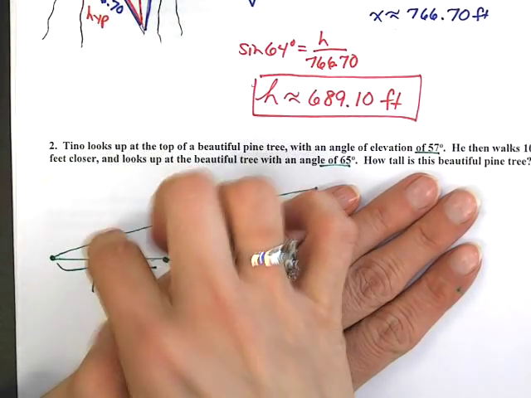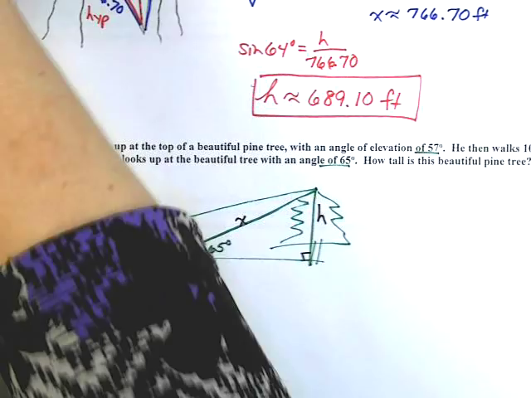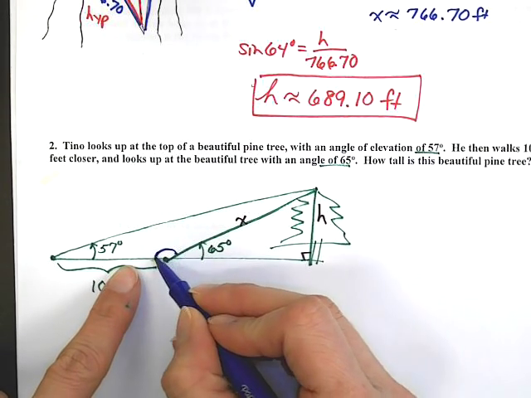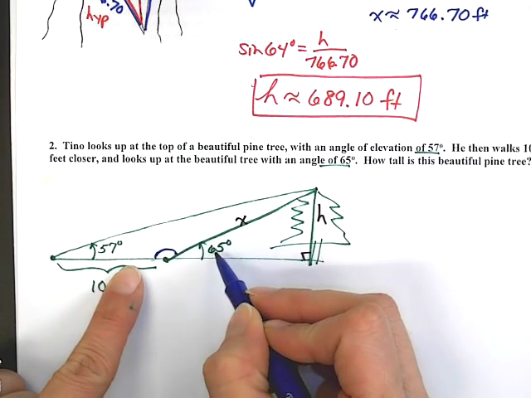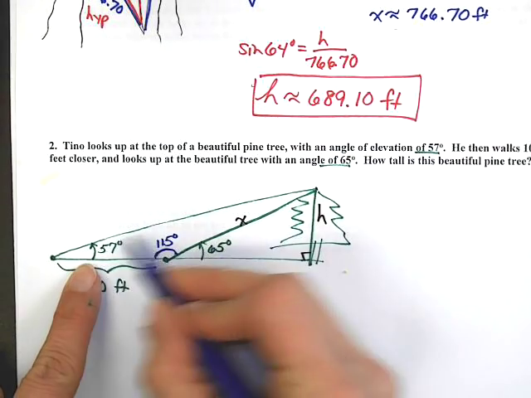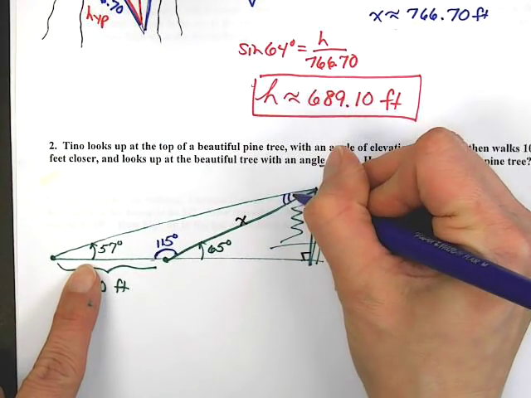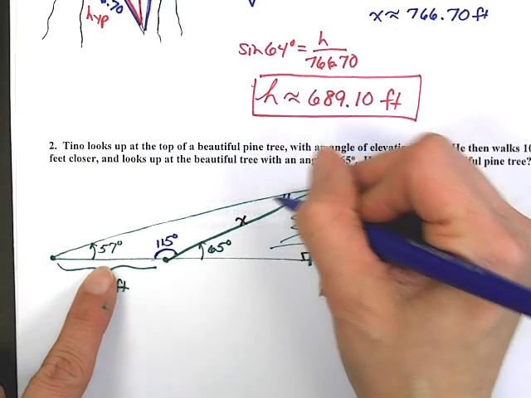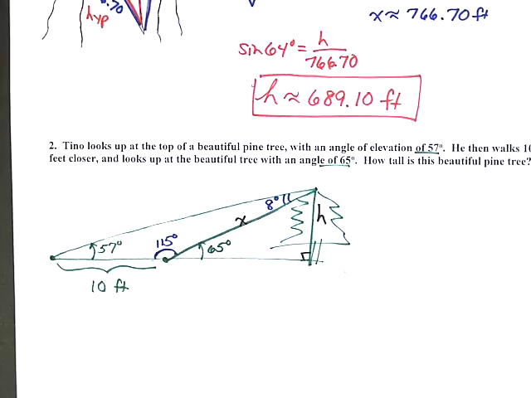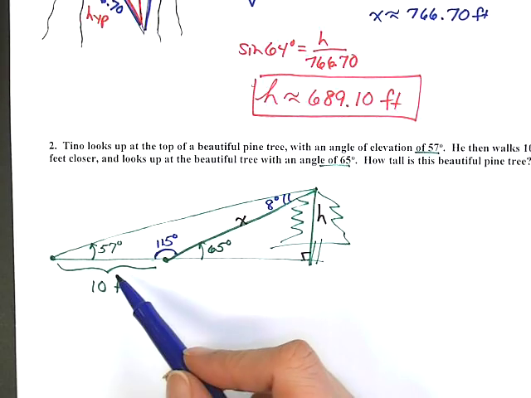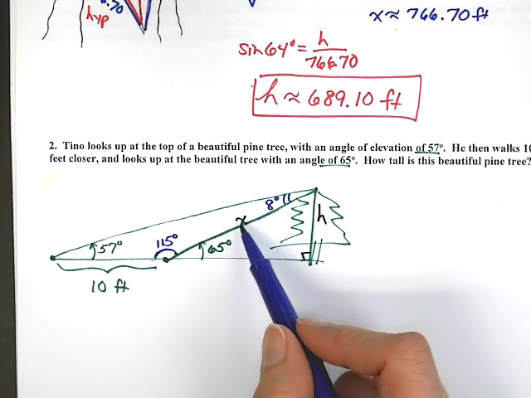I only know one angle. But actually, we can subtract from 180. This is a linear pair right here. We can figure out this obtuse angle. 180 minus 65 is 115. And then if you subtract from 180, this little angle up here in the corner is, wow, what is it, 8? Okay, super tiny. Now we know all three angles and one of the sides. And what I'm going to try to find is this side.